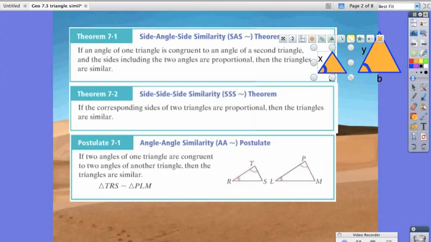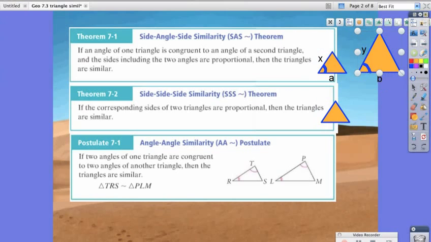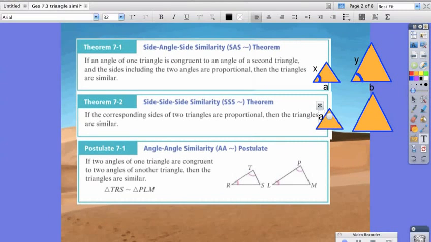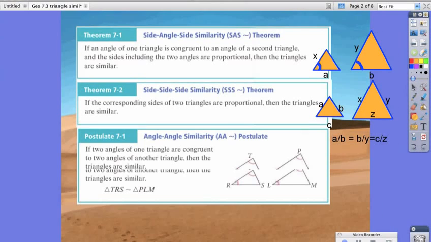So again, let's use these same two triangles. And this mentions nothing of angles. All it's really saying here is that if we have A, B, and C, and X, Y, and Z, what this is saying is that if these triangles are proportional to one another, for example, A divided by X is equal to B divided by Y is equal to C divided by Z, then these two triangles are similar.